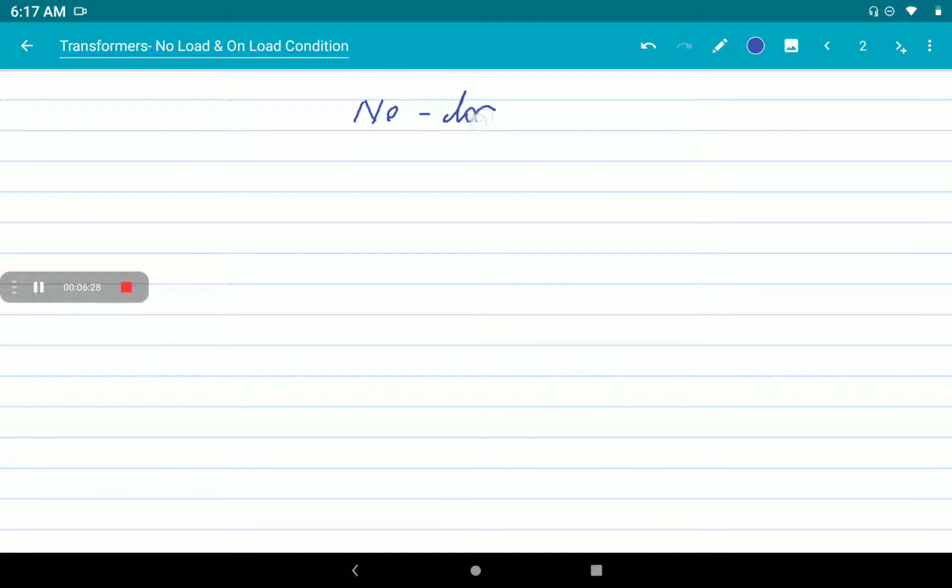No load phasor diagram of a transformer. In the no load phasor diagram, we assume V1 on the vertical axis as the reference, and we know that the flux produced in the transformer will be perpendicular to this, and the current will lag behind the voltage by 90 degrees.